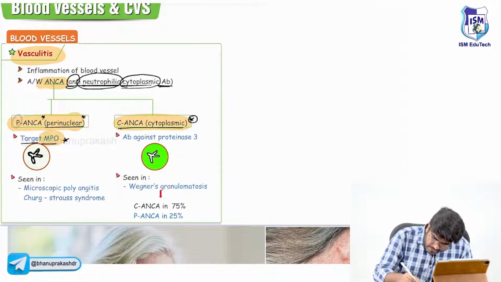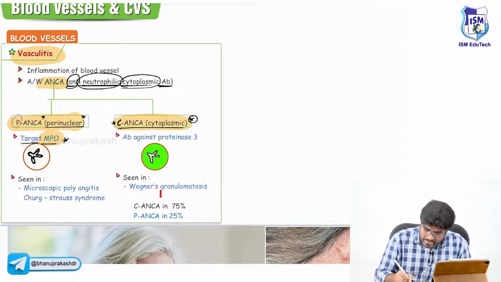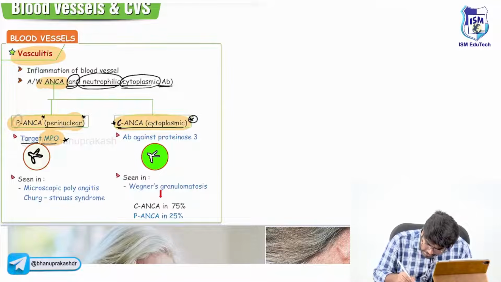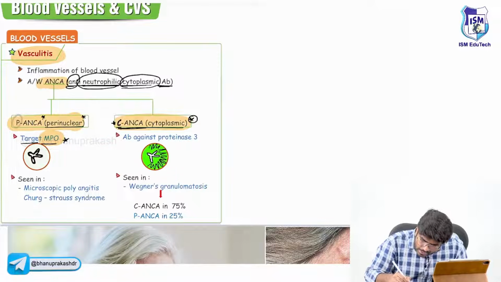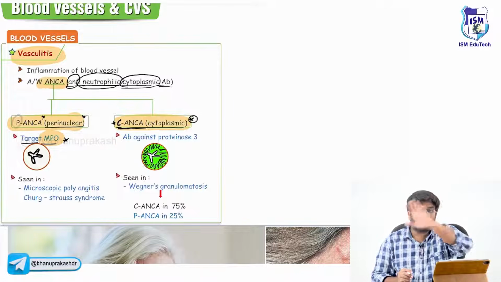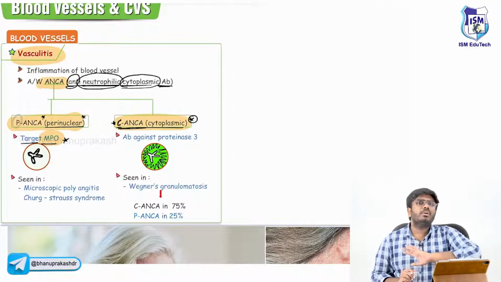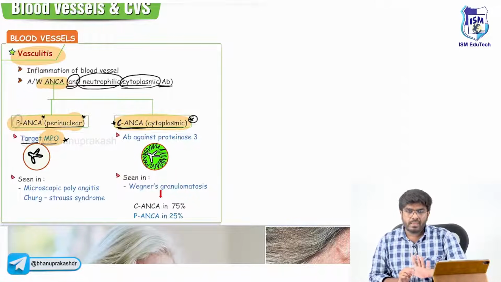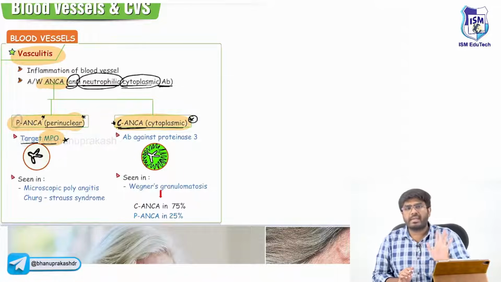Done. Next, C-ANCA. What is this C stands for? C stands for cytoplasmic. So it's a cytoplasmic ANCA. See, the entire cytoplasm, not just the perinuclear region, is giving fluorescence, because the antibodies are deposited in the entire cytoplasm. So it is cytoplasmic ANCA. The other is perinuclear ANCA. There are two types: perinuclear ANCA and cytoplasmic ANCA.